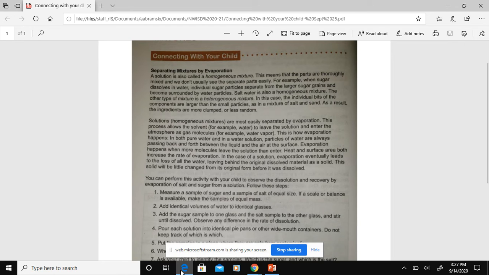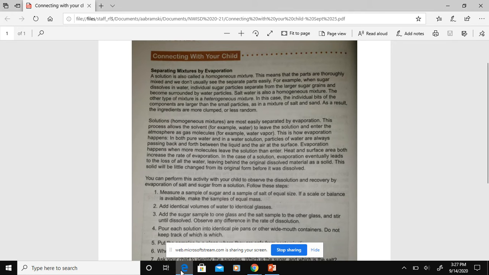A solution is also called a homogeneous mixture. This means that the parts are thoroughly mixed and we don't usually see the separate parts easily. For example, when sugar dissolves in water, individual sugar particles separate from the larger sugar grains and become surrounded by water particles. Salt water is also a homogeneous mixture.